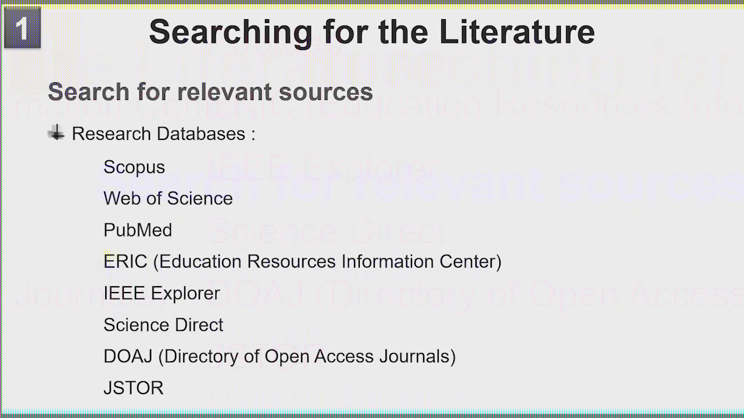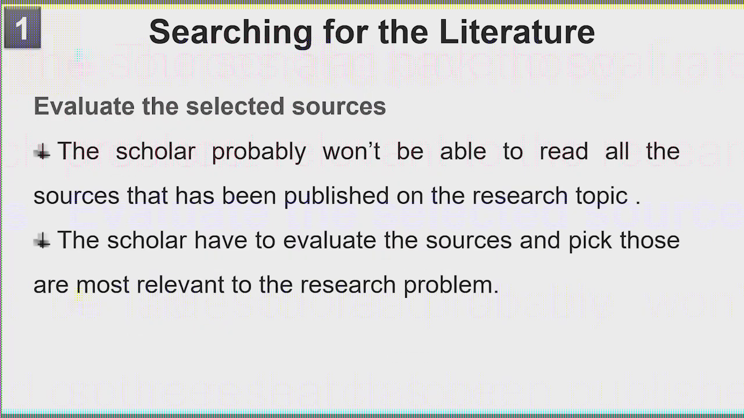Various research databases can be used to search for the articles. The various research databases include Scopus, Web of Science, PubMed, Education Resources Information Center, IEEE Xplore, Science Direct, Directory of Open Access Journals, and JSTOR. Consider the sub-step of evaluate the selected sources.